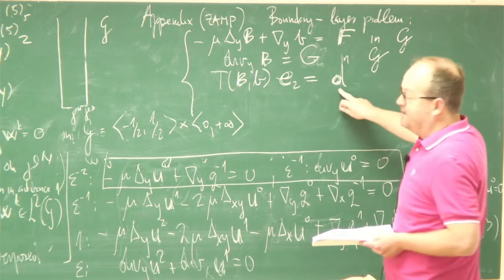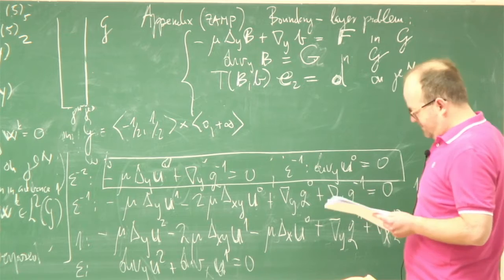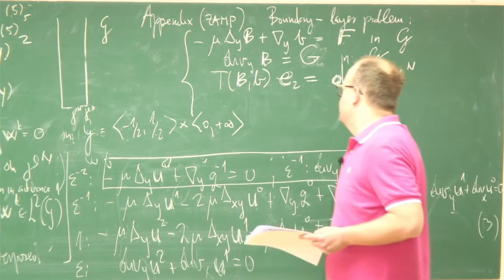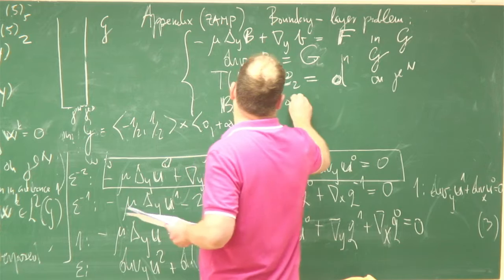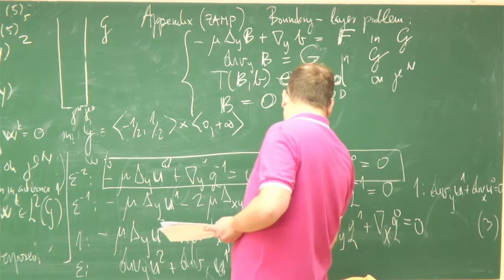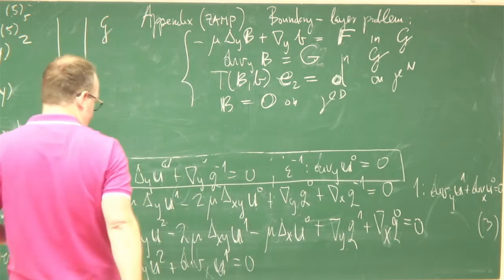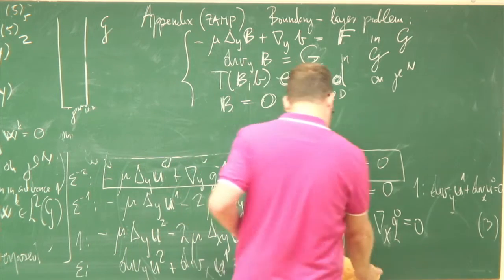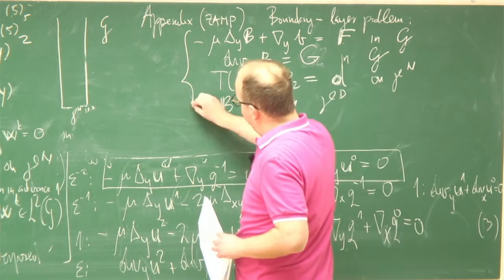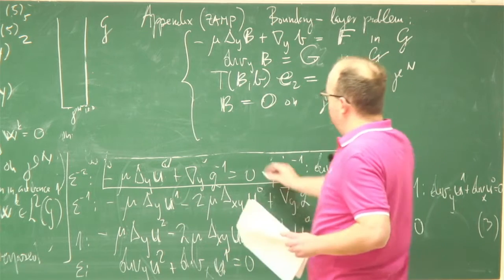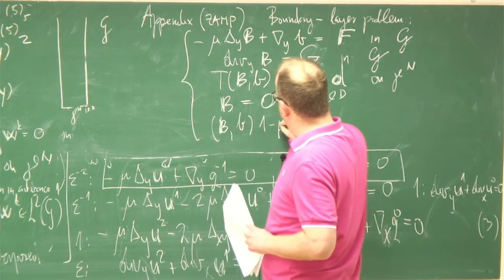So some constant vector on holes. No slip on the solid part of the porous boundary. And of course the periodicity condition.